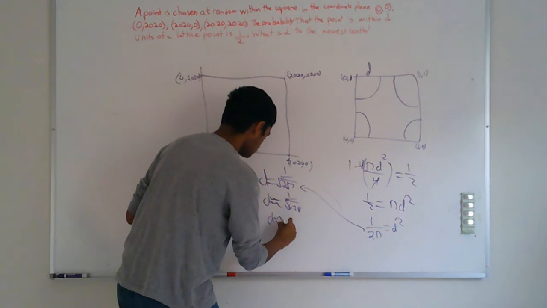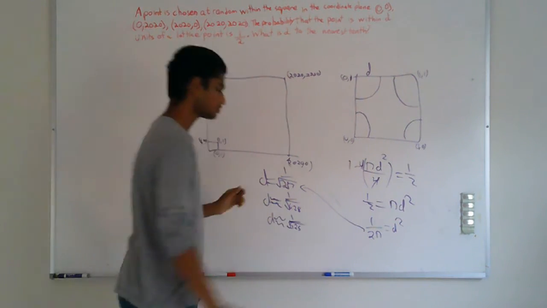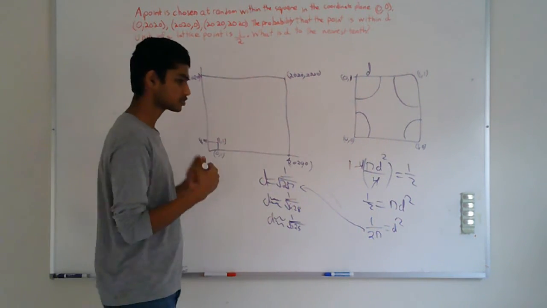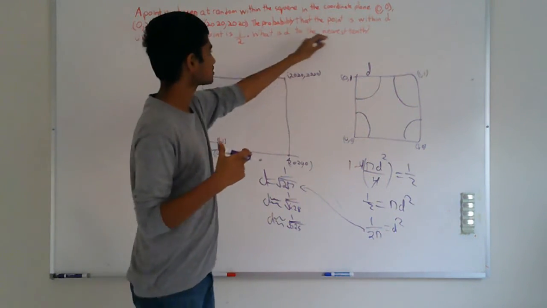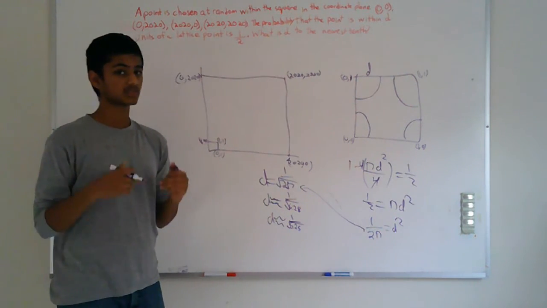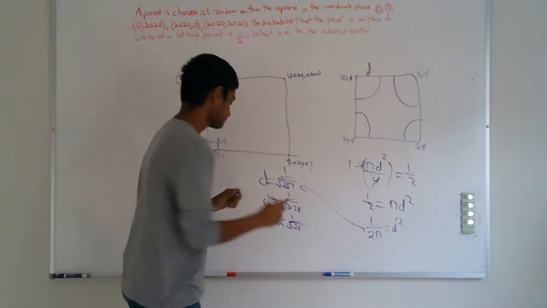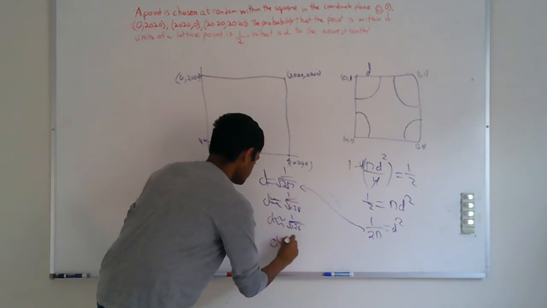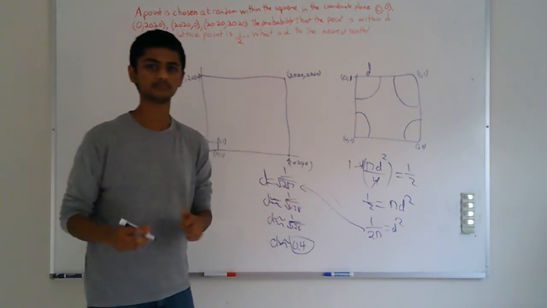To the 1 over the square root of 6.25. And the square root of 6.25 is simply just going to be 1 over 2.5. And thus, if we take it to the nearest 10th, 1 divided by 2.5 is simply just going to be 0.4. So that's our answer. D is approximately equal to 0.4. So that's our answer over here.